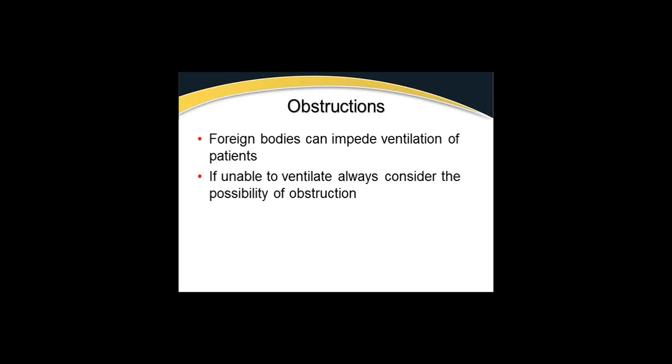Obstructions. This is going to impede ventilation of patients. And if we're having issues with that, we are either going to have to do some finger sweeps or we're going to have to do some suctioning to try to get those out of there. Now, worst case scenario, they have a full foreign body airway obstruction. We may have to do some abdominal thrusts or some back blows depending on our patient.